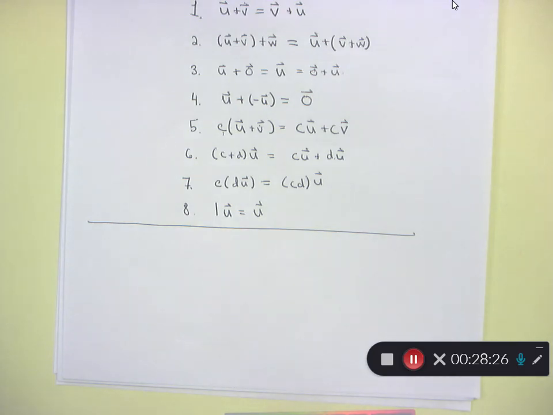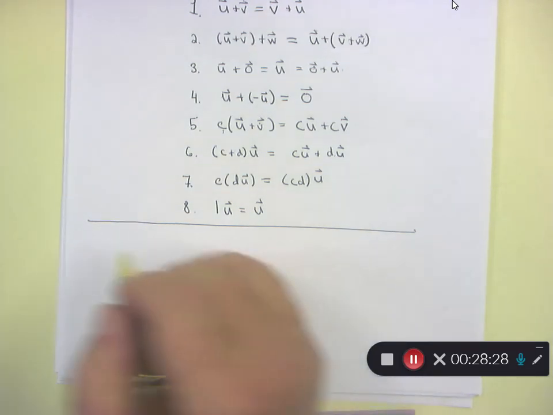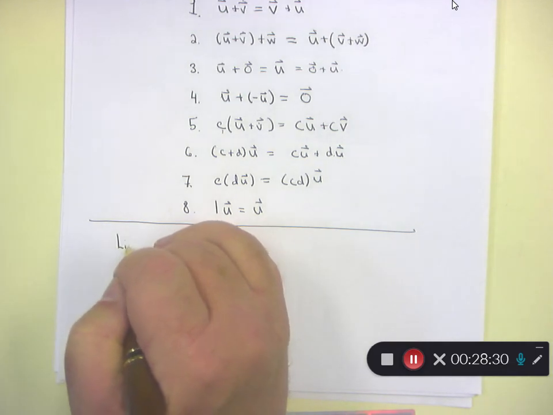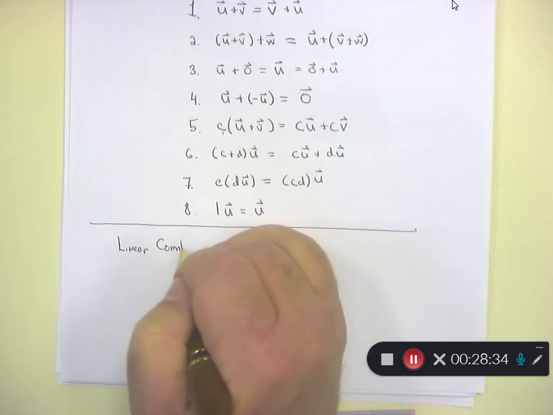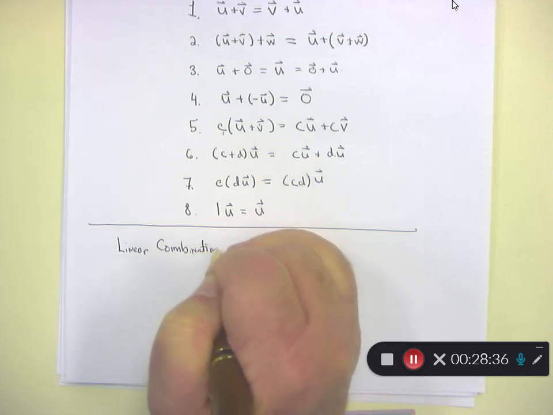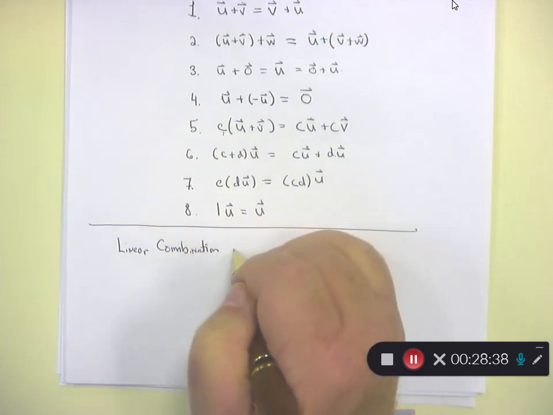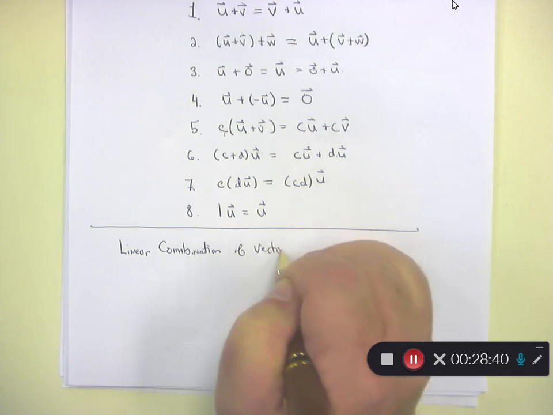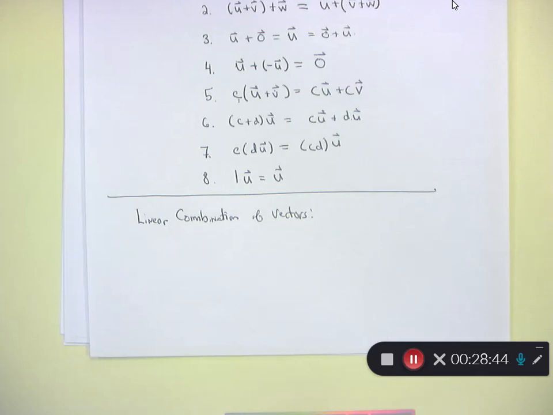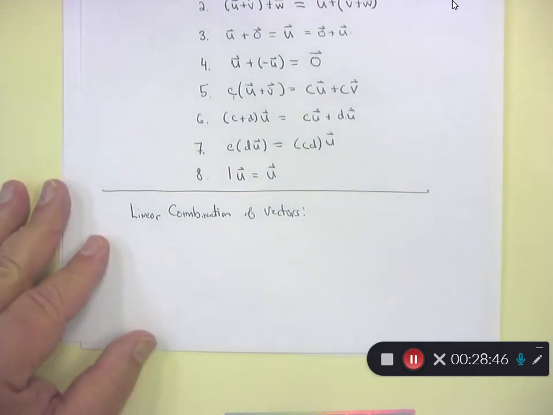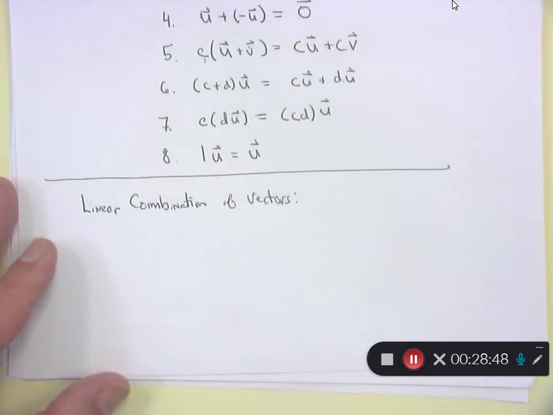So here we go. You get something called a linear combination of vectors. Again, let's talk about terminology. A linear combination of vectors is this.